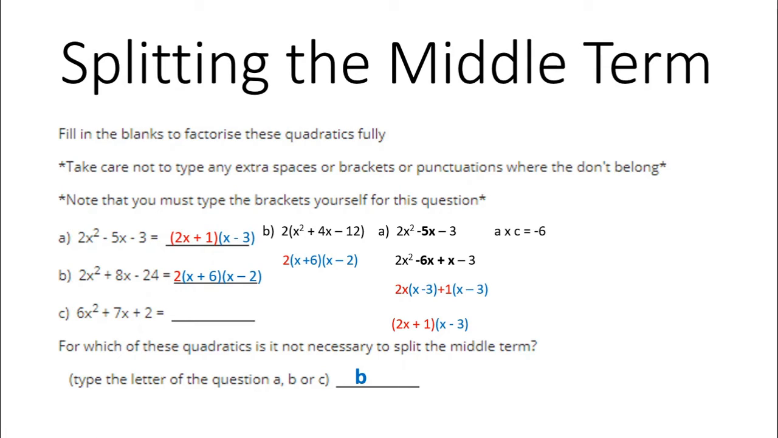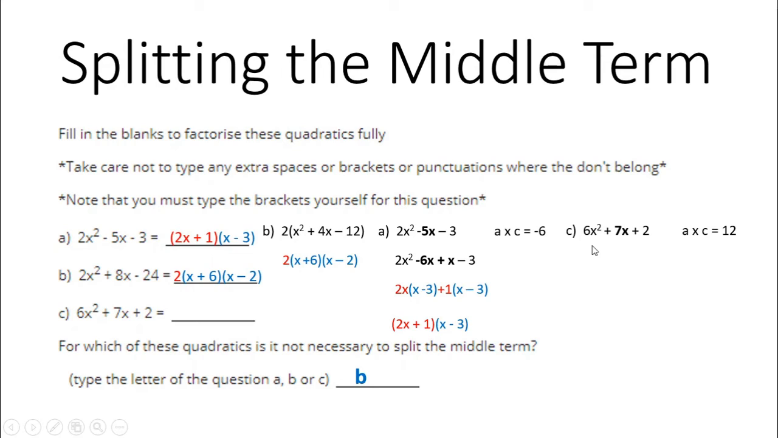Next, we're going to do C, and again, I can't divide everything through by the value that's in front of the x squared term, so I'm going to need to split the middle term. So I start by doing 6 times 2, the first coefficient times the last coefficient, and that's 12. So I'm looking for two numbers that multiply to make 12, but add to make 7. So I got 12 by doing 6 times 2, but 6 plus 2 won't give me 7. So what could those values be? Maybe 3 and 4? 3 and 4.